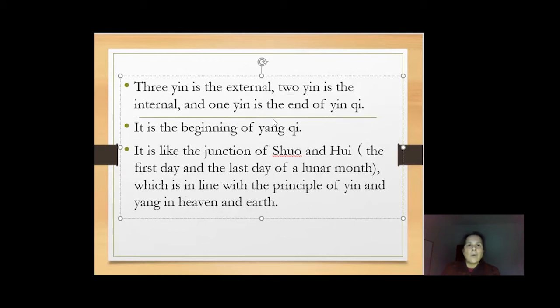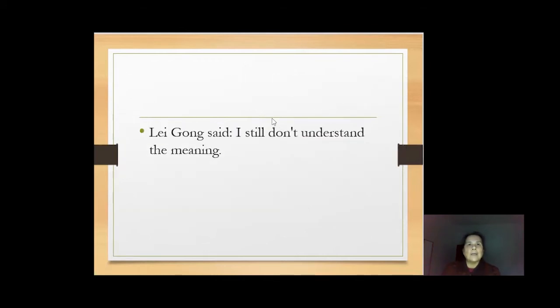So that's Huang Di talking about yin and yang. And Lei Gong said, I still don't understand. What do you mean by three yang, or two yang, or one yang? What do you mean by three yin, or two yin, or the ending of yin, or one yin there? So Lei Gong said, I still don't understand. I need more explanation.